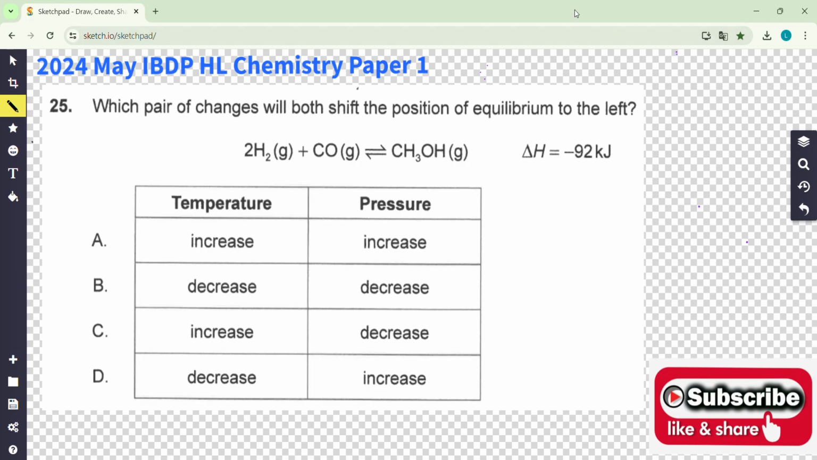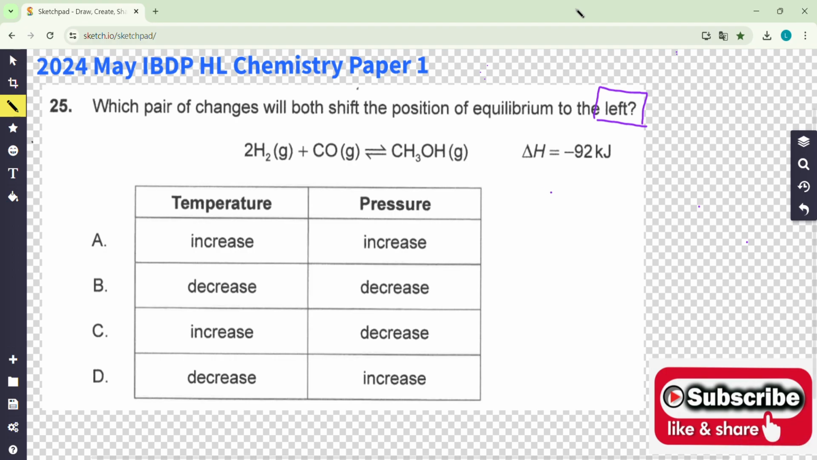Hello everybody, question 25 is about shifting the equilibrium position, but be careful, to the left. Be careful. If you overlook this one, then you get the wrong answer. Sorry, so remember, look at the question carefully.